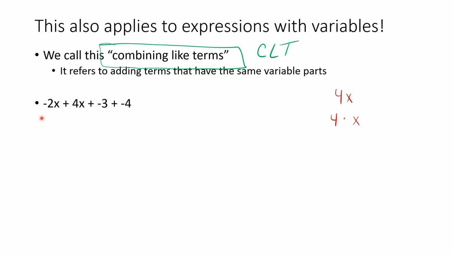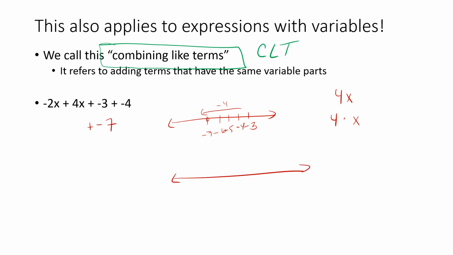But what I can do is simplify or combine the pieces that don't have an x together and the pieces that do have the x together. So what that looks like is this. I've got a -3, and I'm going to add -4, which means I'm going to go 4 to the left. So 1, 2, 3, 4, and we look at where that's going to put us, and that is going to put us at -7.